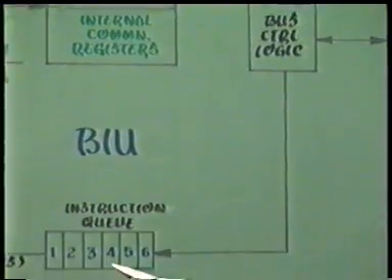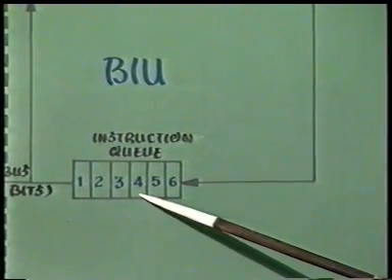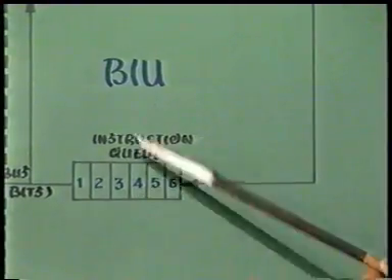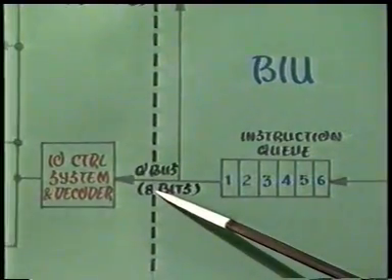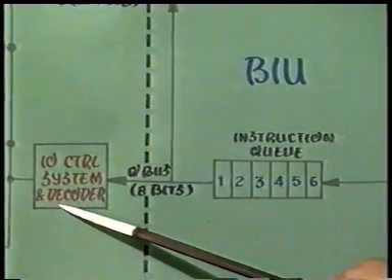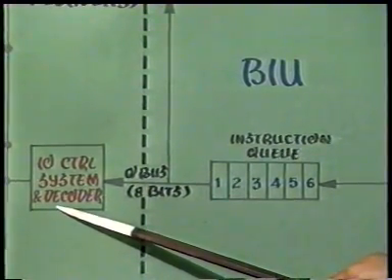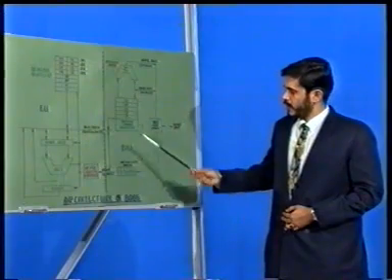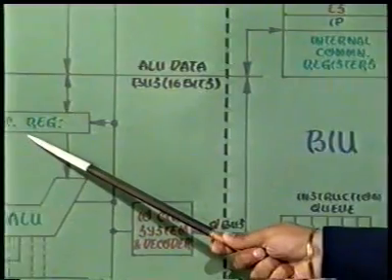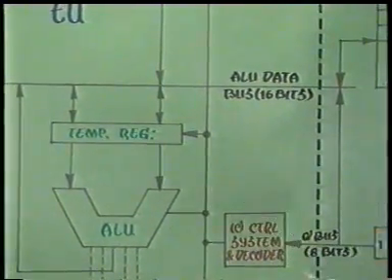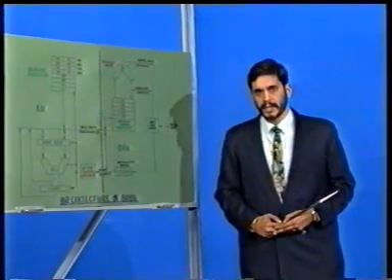The instruction queue stores 6 bytes of instruction code prefetched from the memory ahead of execution. These instruction codes are further transferred from the queue via the queue bus to the decoder in the execution unit for further decoding and execution. The internal communication registers and the temporary registers are used to store the various intermediate results during the calculations in 8086.